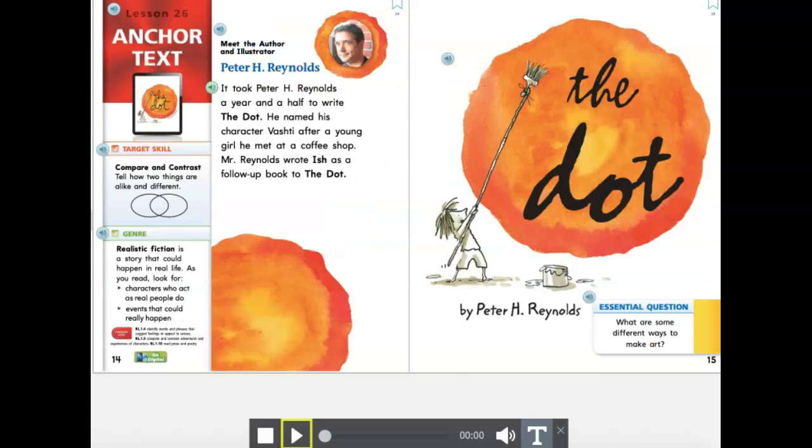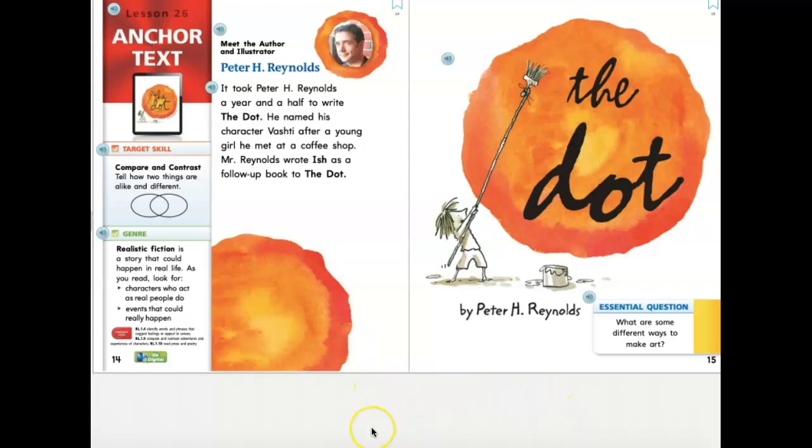Our story, The Dot by Peter H. Reynolds, is realistic fiction. Realistic fiction is a story that could happen in real life. As you read, look for characters who act as real people do and events that could really happen. Our essential question is, what are some different ways to make art? Let's begin reading our story, The Dot by Peter H. Reynolds.